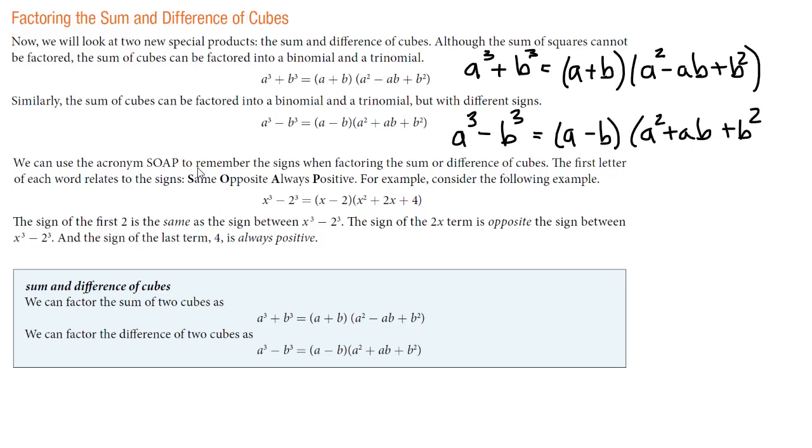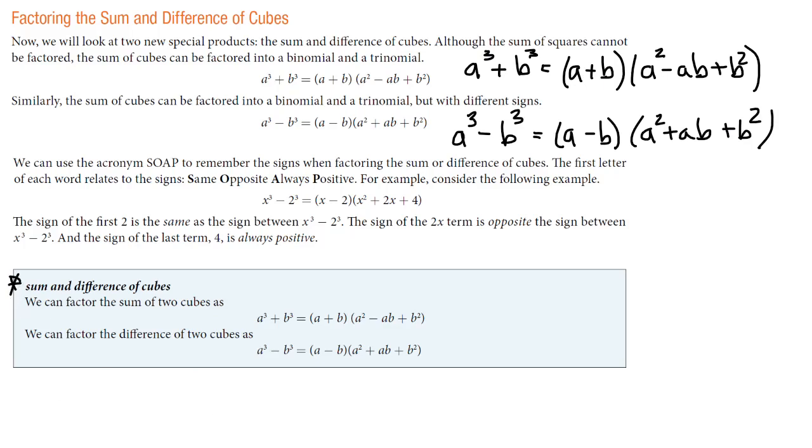Sometimes some people use this acronym SOAP to remember the signs when factoring the sum and difference. The first letter of the word relates to the sign. So same, opposite, always positive. In other words, if you start with a negative, the trinomial here is positive. I just remember if it's a cubed plus b cubed, it starts with a plus b, then there's a negative. It's always kind of the opposite here. And here are the two formulas.